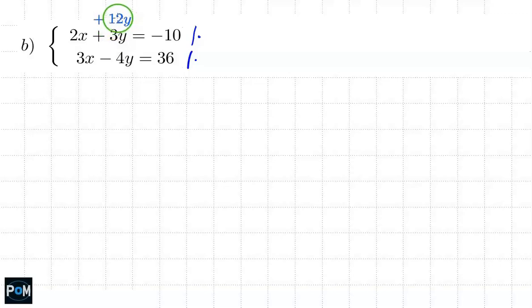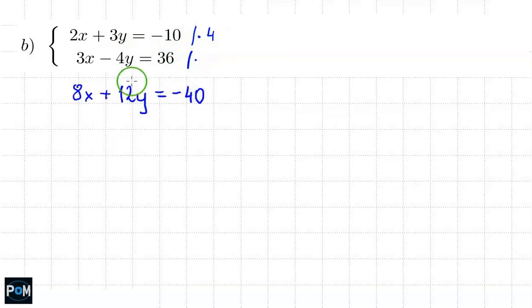So, to get positive 12y up here, I need to multiply this 3y by 4. But in the process, I'm also multiplying everything else by 4. So I need to multiply this, and this. Everything times 4. 2x multiplied by 4 equals 8x. Positive 3y times 4 equals positive 12y. Negative 10 times 4 is negative 40.